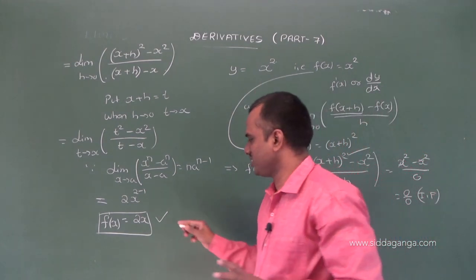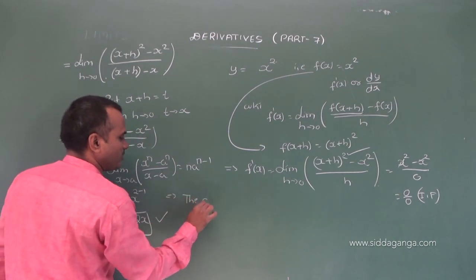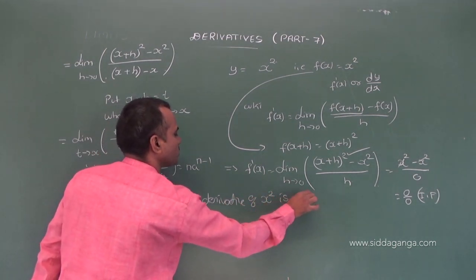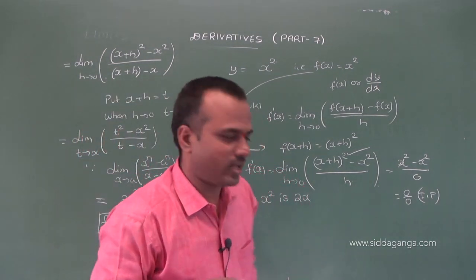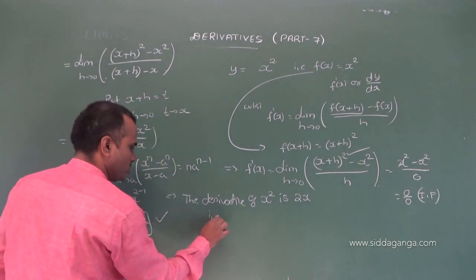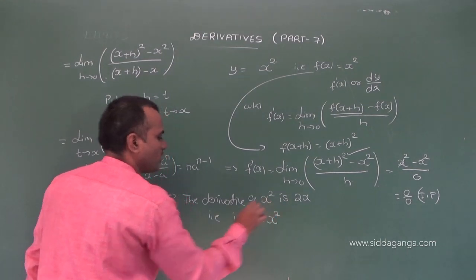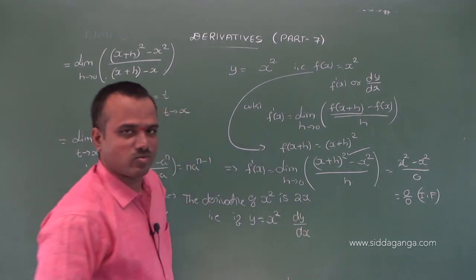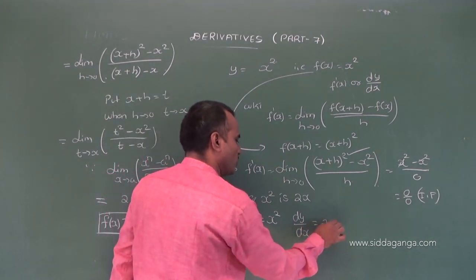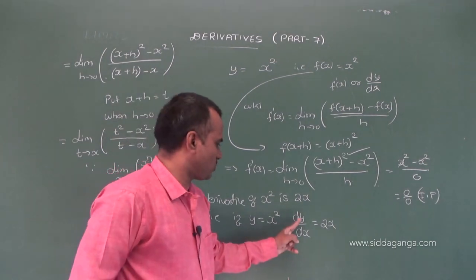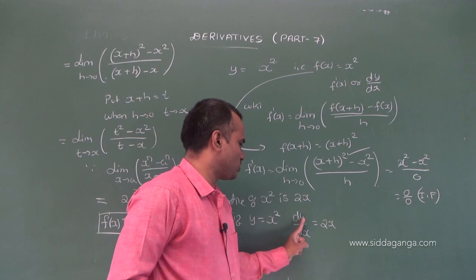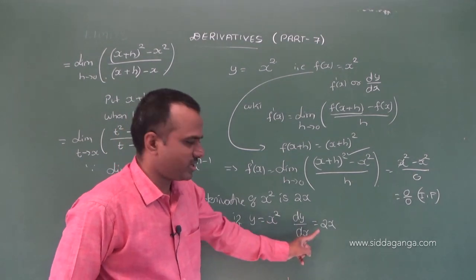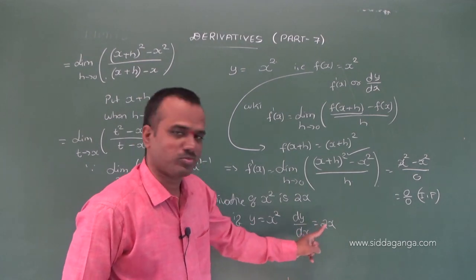This is the method, this is the definition. That implies the derivative of x square is 2x. That is, if y is equal to x square, then dy by dx, another notation, is equal to 2x. dy by dx is nothing but the derivative of y with respect to x. Geometrical meaning: rate of change of y with respect to x. If y is equal to x square, dy by dx is 2x. Okay, derivative of y with respect to x is 2x.